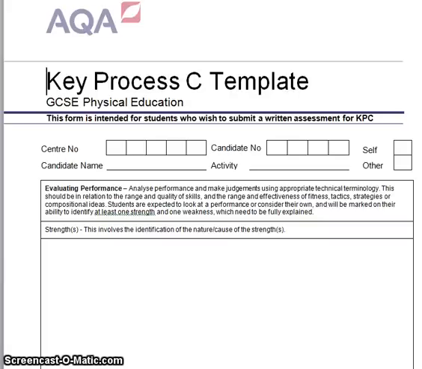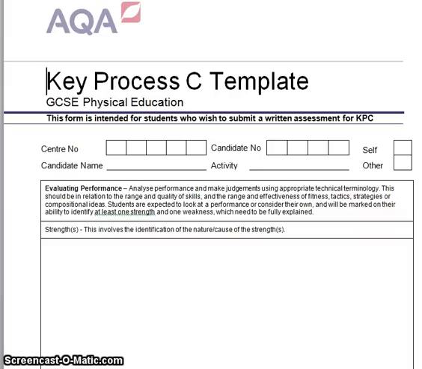Hello there and welcome to this little screencast all about your GCSE Key Process C. Now this is obviously very important. It can be up to 10% of your final mark on your practical grade, and this is just the basics that you need to do in order to actually get a good grade.